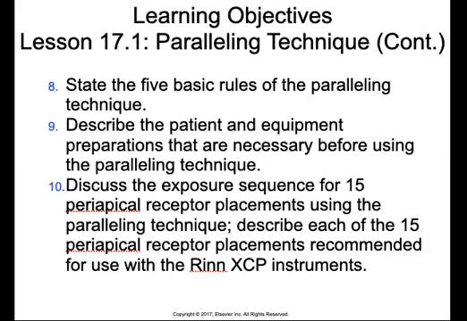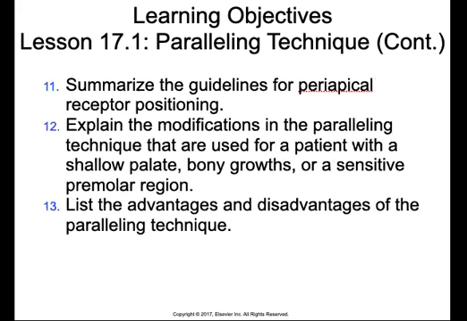We'll discuss the exposure sequence for 15 periapical receptor placements using the paralleling technique, and we'll also describe each of the 15 placements recommended for use with the REN XCP instruments. We'll summarize the guidelines for periapical receptor positioning and explain modifications in this technique that are used for patients with things like a shallow palate, with bony growths, or a sensitive premolar region. So we'll list the advantages as well as the disadvantages with this technique.